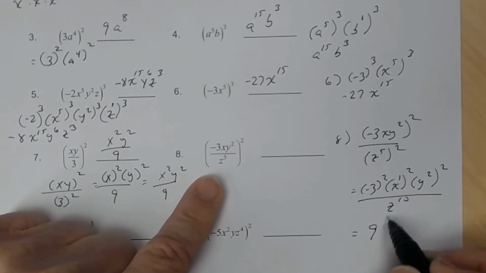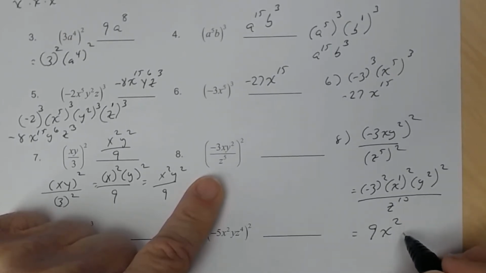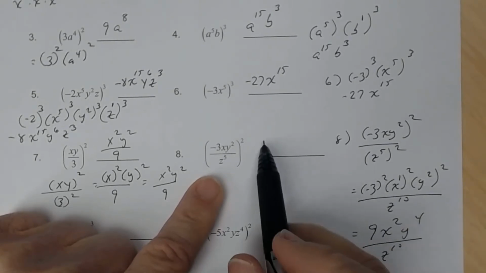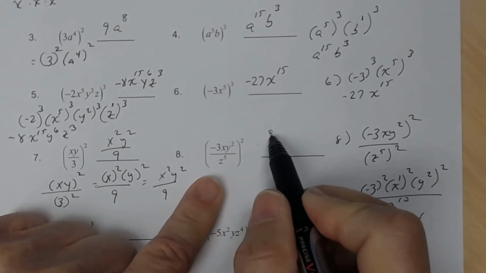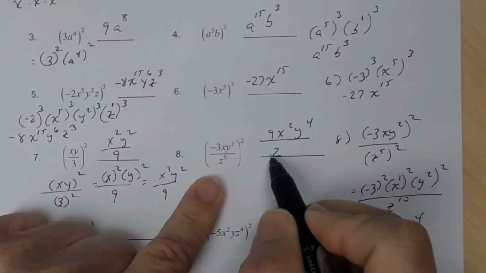I get positive 9. 1 times 2 is 2. X is second power, that's the power rule. Power rule here, 2 times 2 is 4, divided by z to the 10th. So that's the answer for that one. So 9x squared, y to the 4th, divided by z to the 10th.